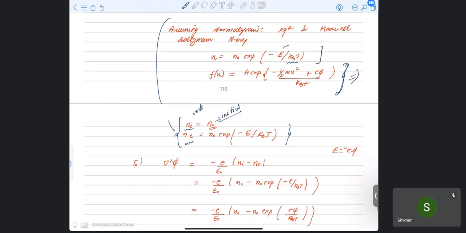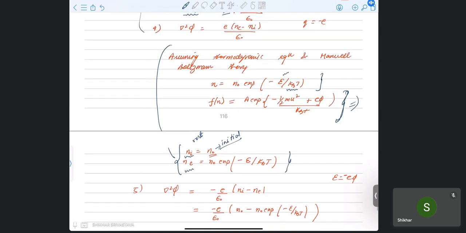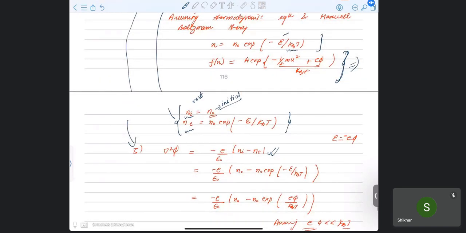So what we'll do is now from 4 we can write the fifth equation. This one, del square phi is equal to minus e. We have just rearranged, so ne minus ni becomes minus of ni minus ne upon epsilon naught. Now we just substituted the value from these two equations back into this, so we'll get ni is equal to n naught from here, and ne will be n naught times exponential of this term.